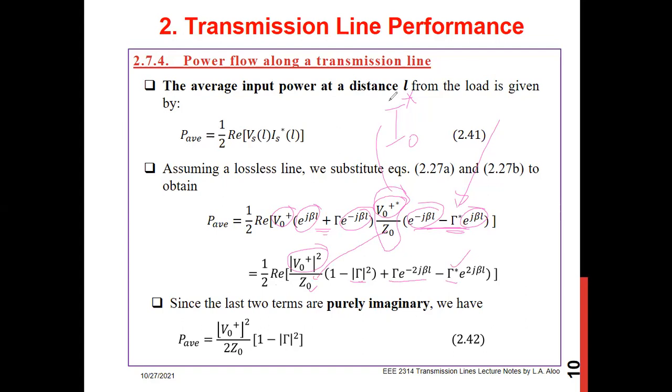Now, if we look at the last two terms here, because of the presence of the exponent, they will be purely imaginary. They don't have the real part. And so if we only go for the real value of power, which makes the contribution to the average power, then we'll find that the average power is given by equation 2.42. That P average is V naught positive squared over twice Z naught into 1 minus the magnitude of tau squared.